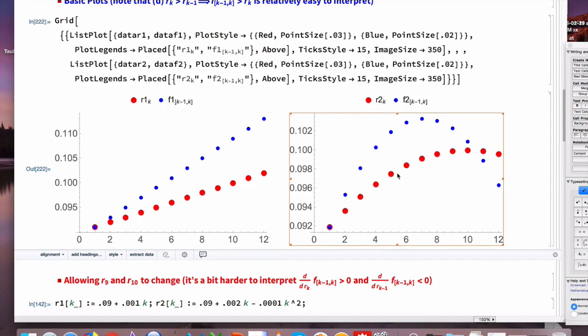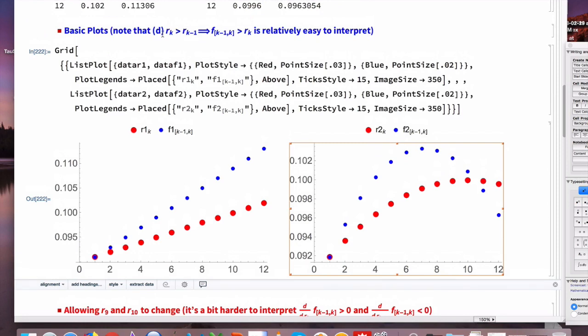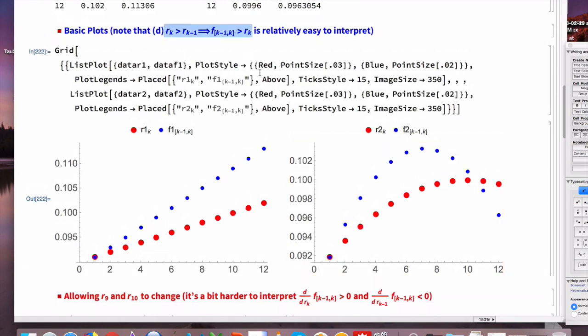Over here, when the red graph is increasing, the blue graph is higher, except now when over here, when k is 11 and 12, the red graph starts decreasing, and so the blue graph goes lower. Okay, so that's an interpretation, at least in the increasing case, of this fact. That's relatively easy to interpret.